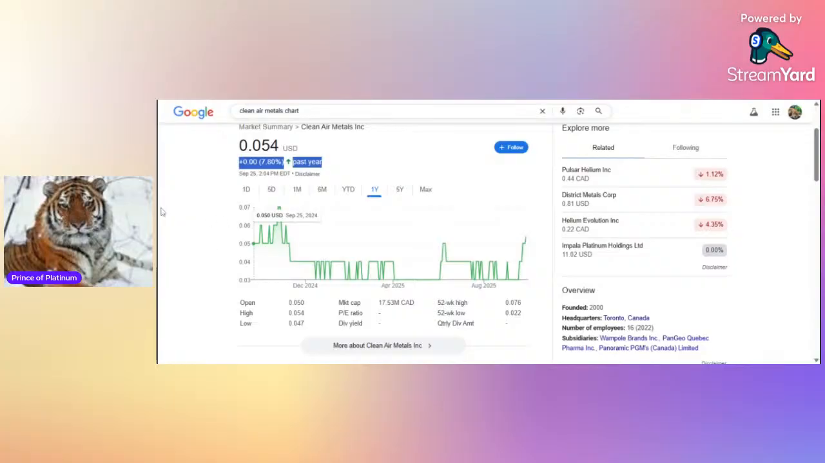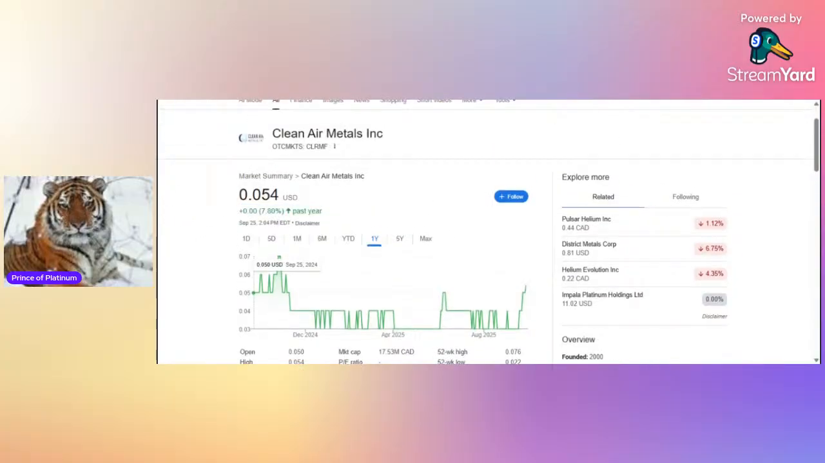So this small price that they have and that small percentage, that's because they're an exploration company. The more you stack up, in my personal opinion, the more you stack up on this, the better you're going to be.